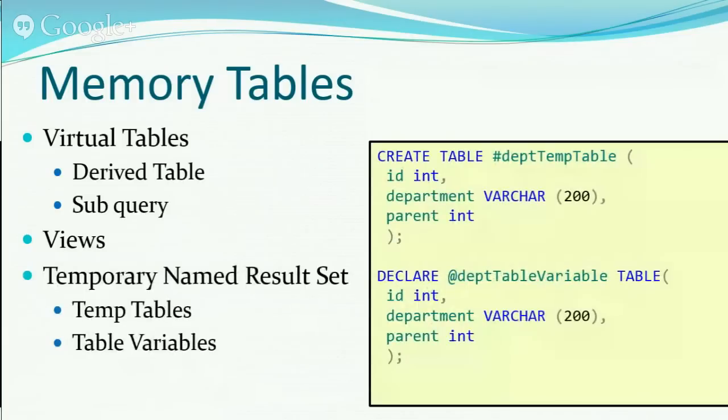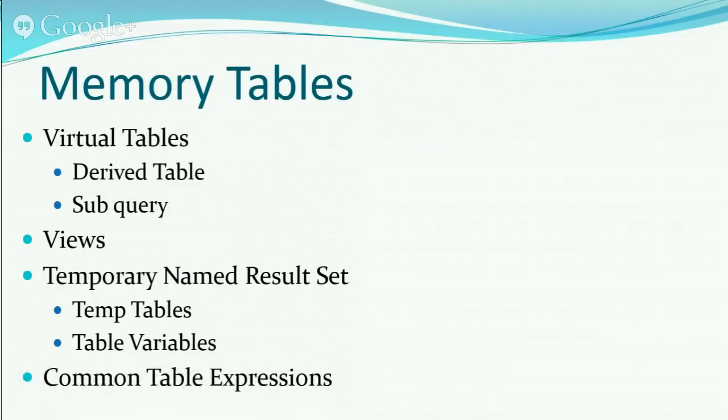And then you've also got the concept of temporary named result sets, where you have a temp table or a table variable. This is not a table stored in the normal database area, but it's stored in tempdb. You can create this table and shove information into it, and it stores information there temporarily for you. You can come back and use it later in your query. However, the last one we've got, another way of doing these kinds of memory tables, is to use common table expressions.